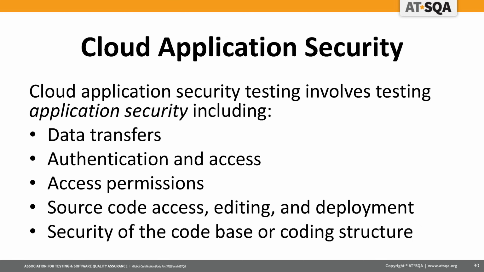What does cloud application security testing involve? It involves testing application security. This includes data transfers, authentication and access, access permissions, source code access, editing, and deployment, and the security of the code base or coding structure.